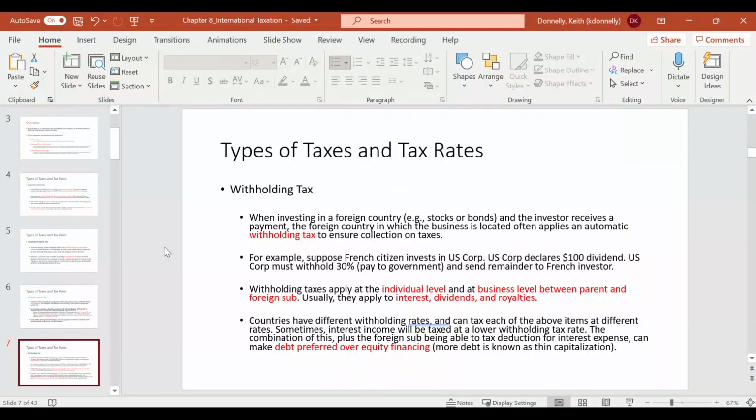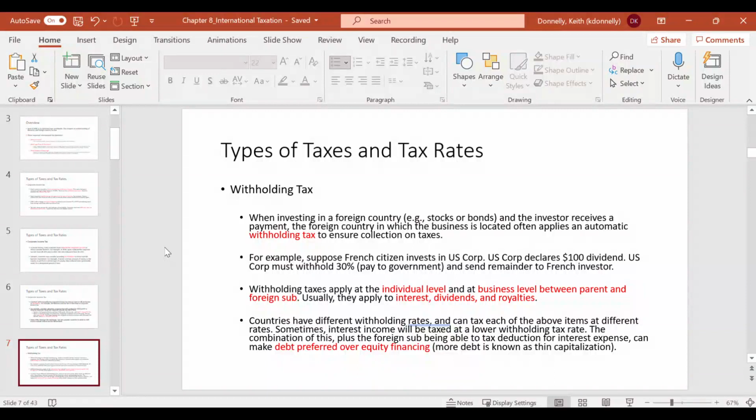So if you're the French person here, what happens is, yeah, the U.S. corporation declares a $100 dividend. In that case, the U.S. corporation is going to automatically, off the top, take 30% of that. It's kind of like withholding on your paycheck almost. That's why they call it a withholding tax. Pay it to the government and then send you, the French investor, the remaining $70 or 70% of it, right?